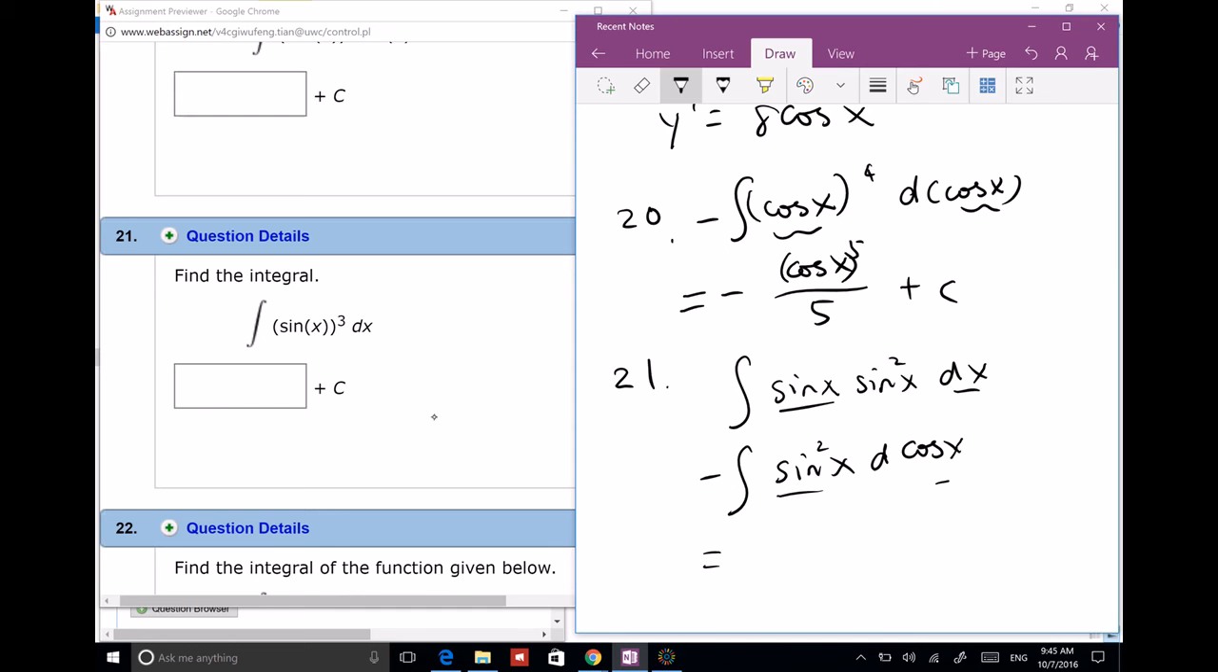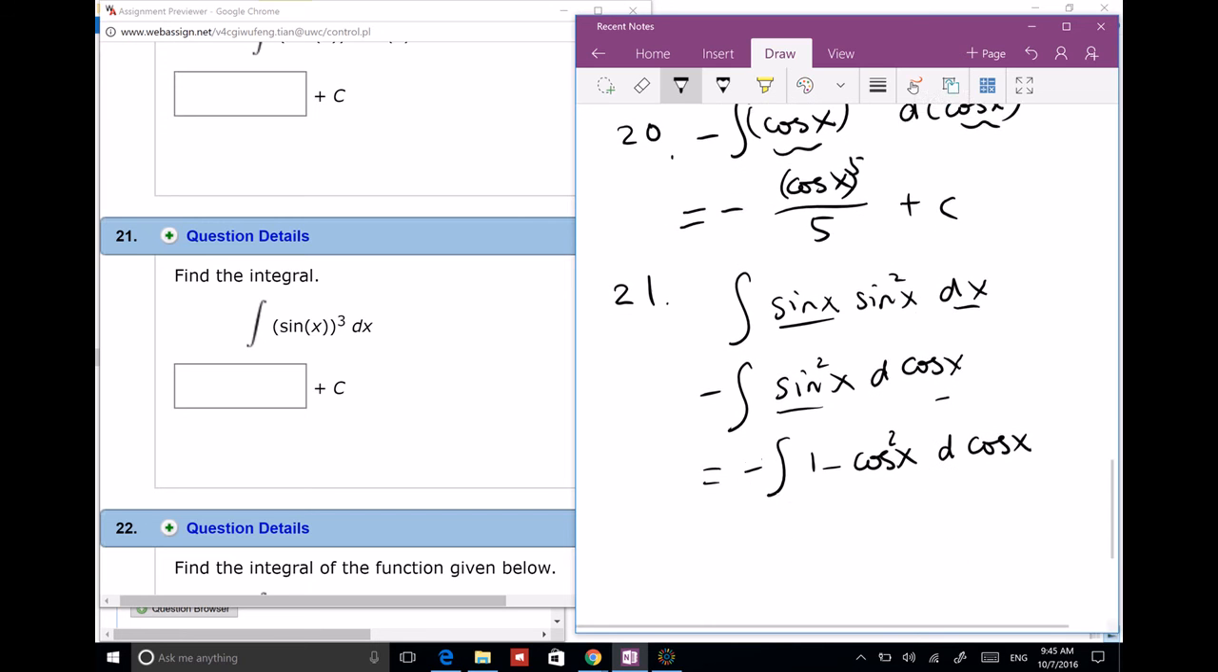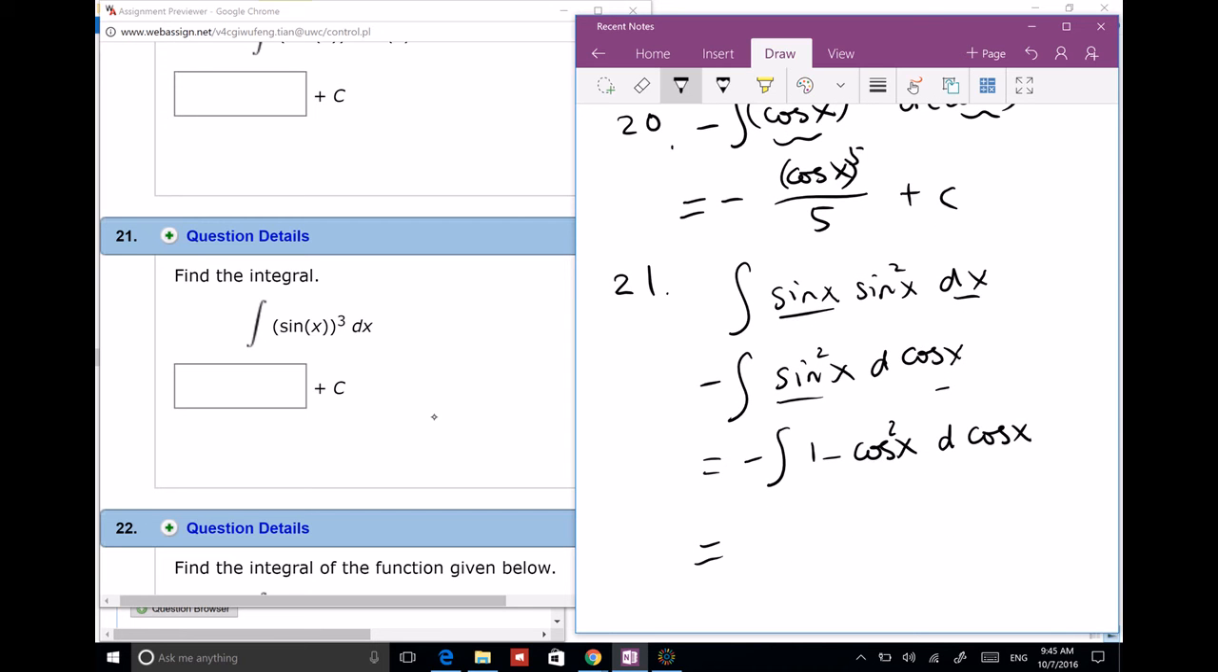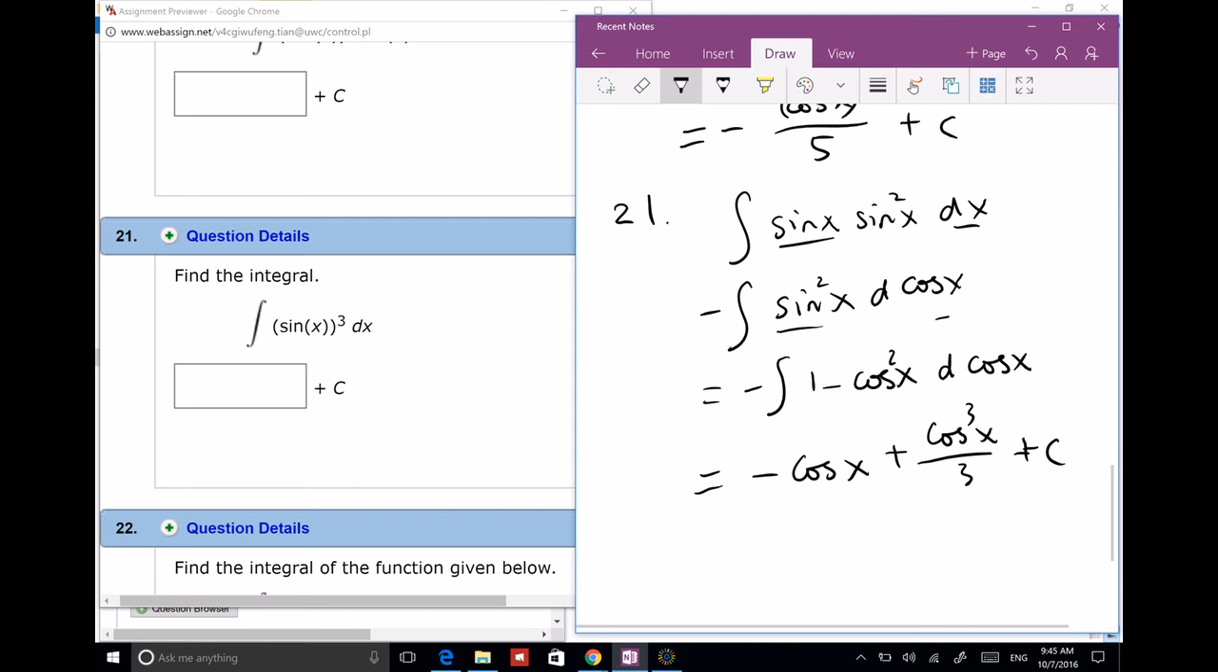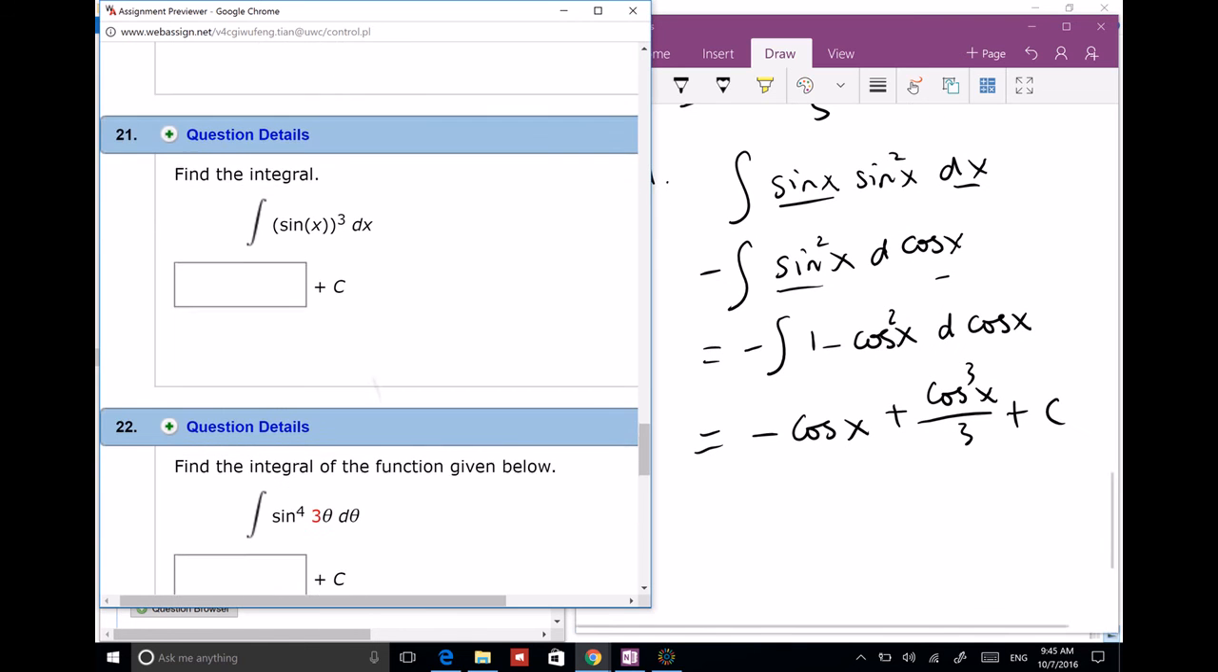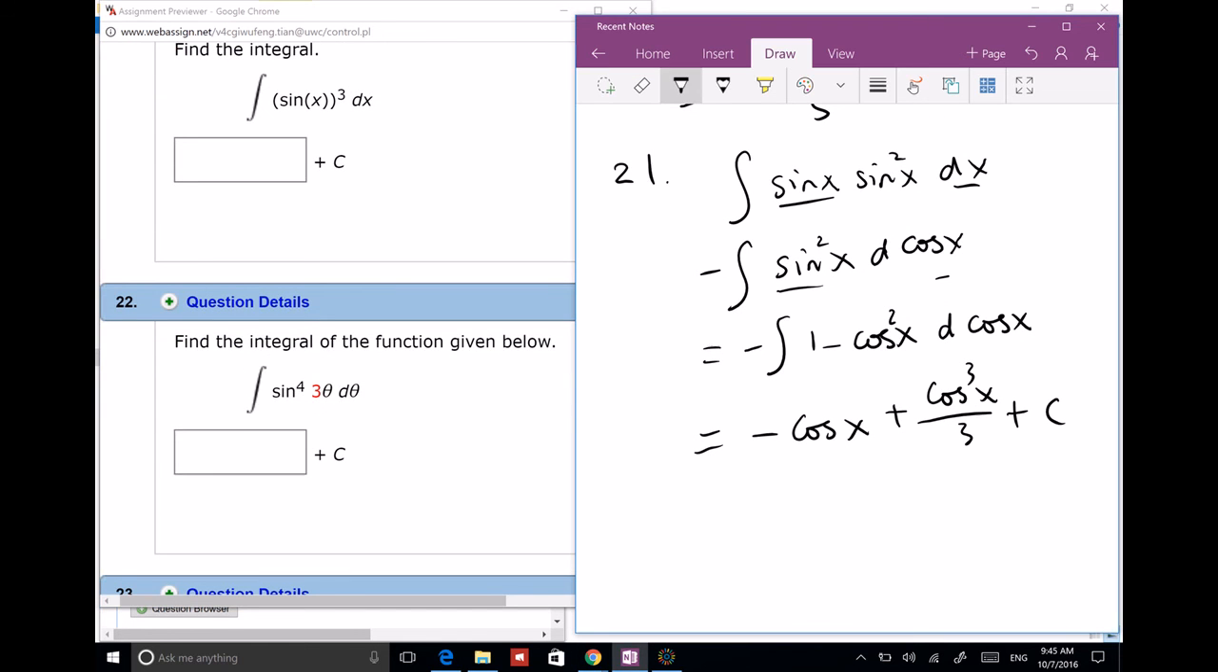Use the reduce formula or trigonometry identity? Yeah. 1 minus cosine x d of cosine x. Okay, so that's what I would do. Since this is u, you can do u substitution again. So it's minus u, so it's going to be minus cosine x plus cosine x cubed over 3 plus c. Make sense, everyone? It should be easy, right? The only thing you have to pay attention to is, I don't think you have a problem. You just separate this and then change the sine squared into 1 minus cosine squared, then you are fine.